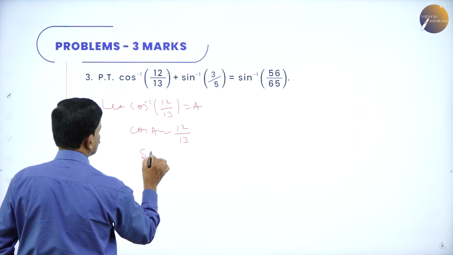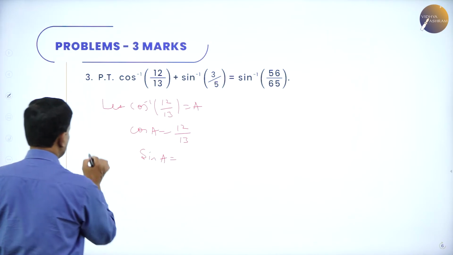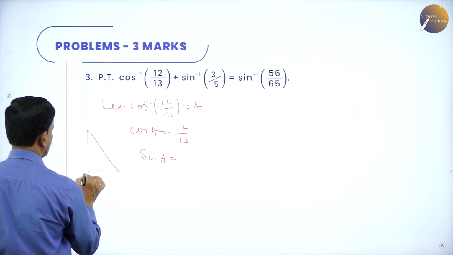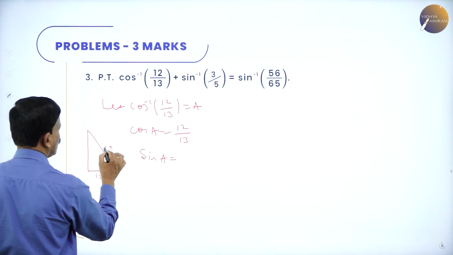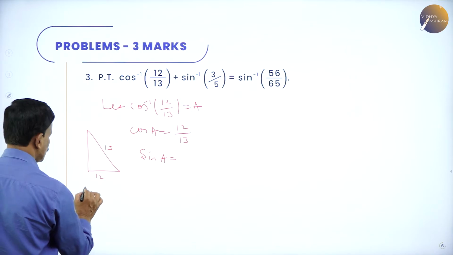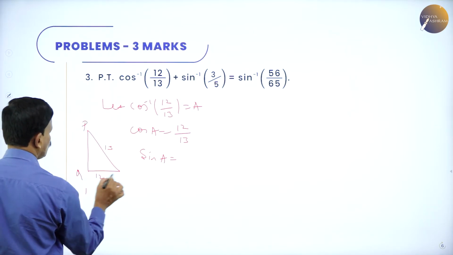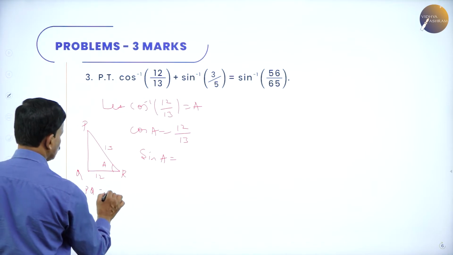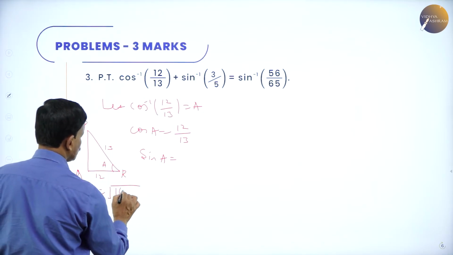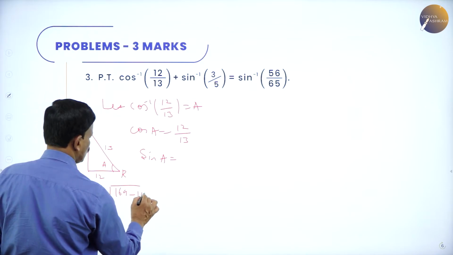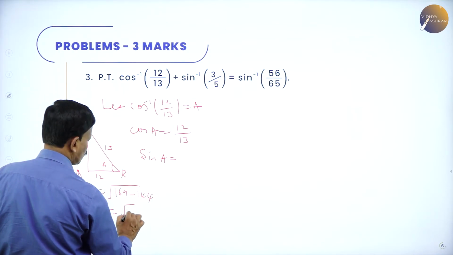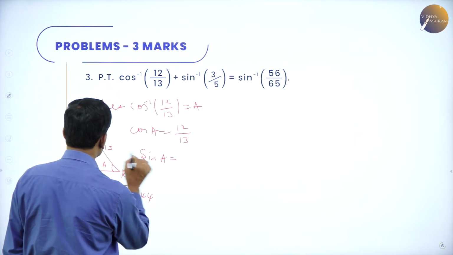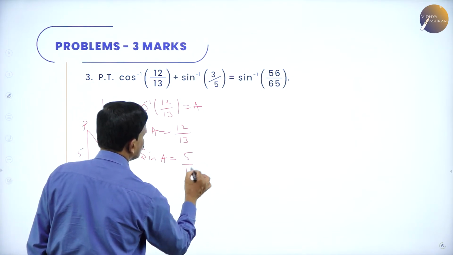Sin A can be written as, if you want, put it in a triangle. So here, what is cos? Cos is equal to adjacent by hypotenuse. What is the remaining side? So if you call it PQR, this is angle A. Then PQ is equal to root of 13 square is 169 minus 12 square is 144. This is equal to 25, square root of 25 is 5. So sin A is equal to 5 by 13.